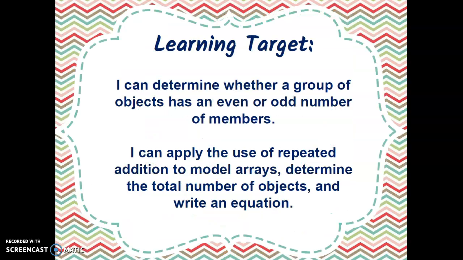All right, let's look at our learning target. I can determine whether a group of objects has an even or odd number of members. And by members, it just means whatever it is that we're counting. I can apply the use of repeated addition to model arrays, determine the total number of objects, and write an equation. And you'll find out that as we're working throughout the week, these two learning targets are going to blend together. We're going to use both of them interchangeably while we're working on arrays.